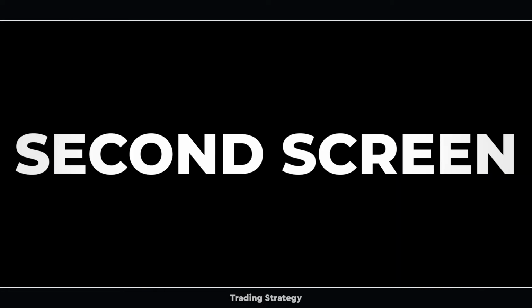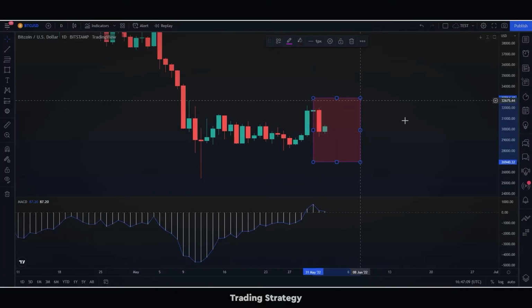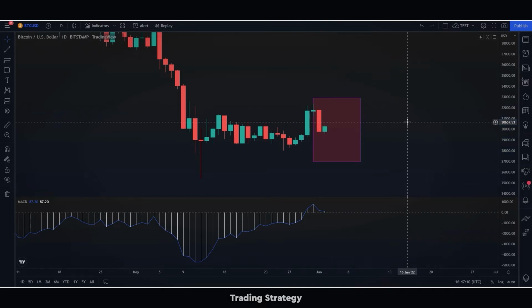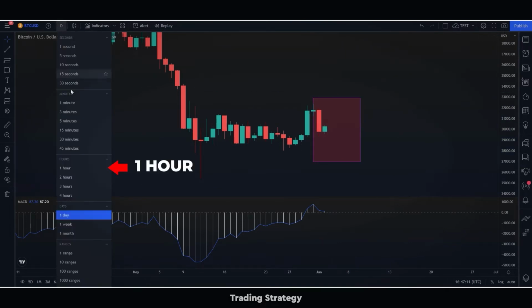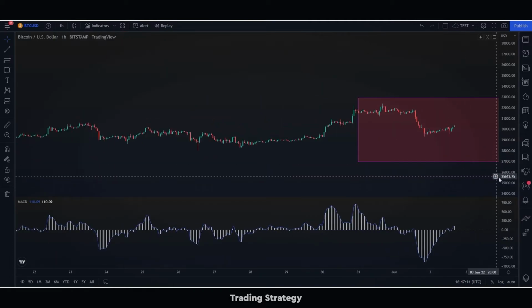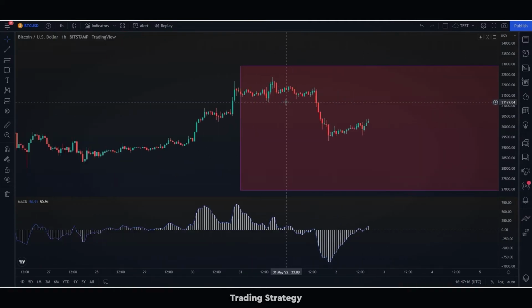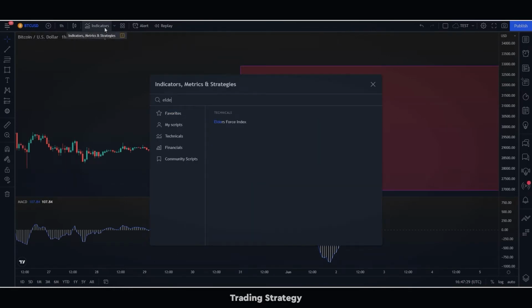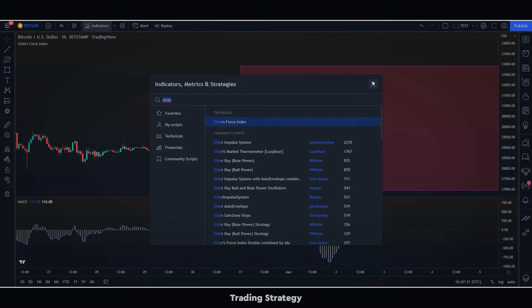Second screen. On the second screen, we are going to move to a 1-hour chart. The second screen uses an oscillator that aims to identify rallies for market entry. In our case, we are going to use the Elder's Force Index (EFI) oscillator, which we are going to set with the parameter of 2.